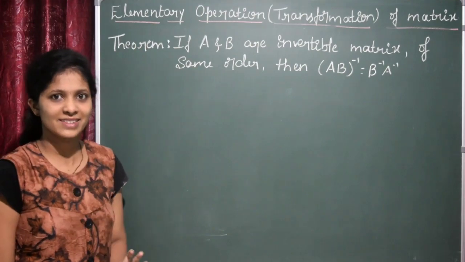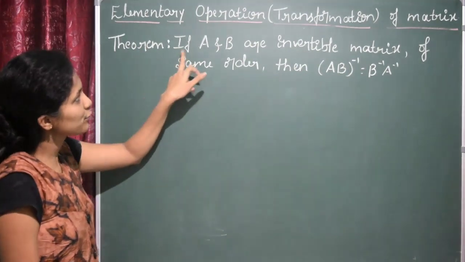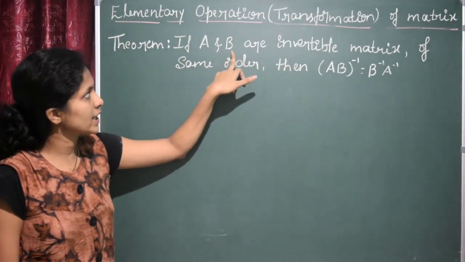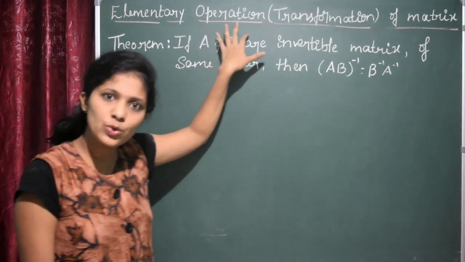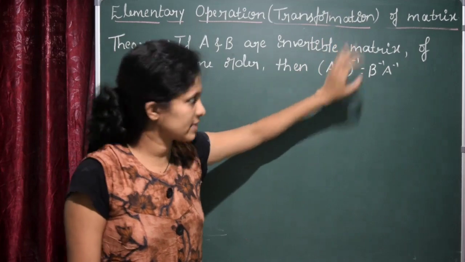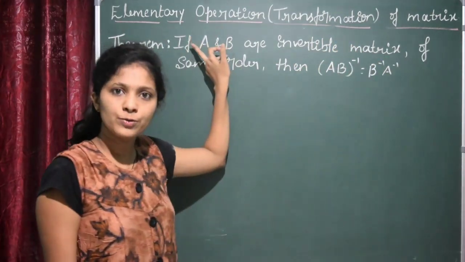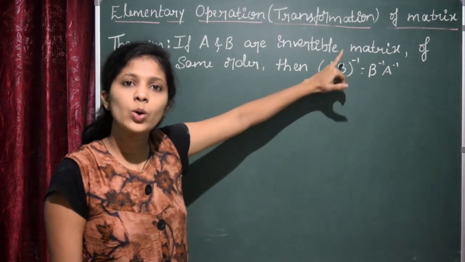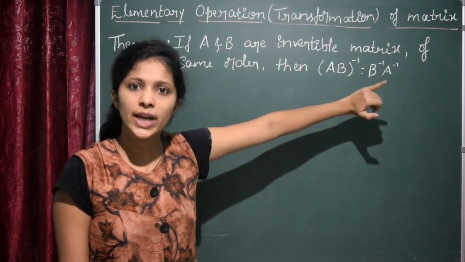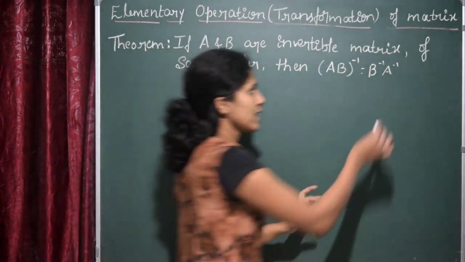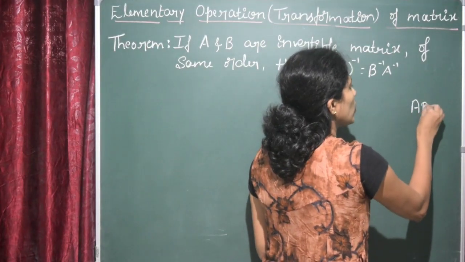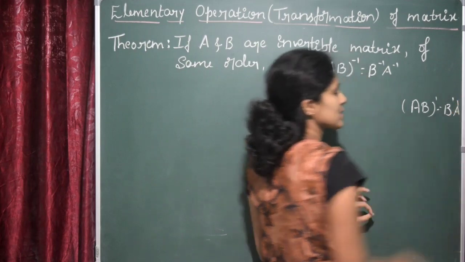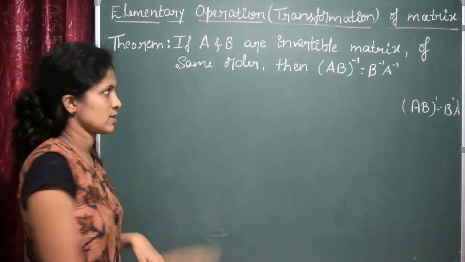Next theorem. Don't worry, this is the last theorem. Okay. The theorem says that if A and B are invertible matrices, so A and B are invertible means the inverses of A and B exist and they are of the same order. Then you have to prove that AB whole inverse is equal to B inverse into A inverse. Similar to the transpose, right? You know that AB whole transpose is always equal to B transpose into A transpose. Similarly, this inverse is also.